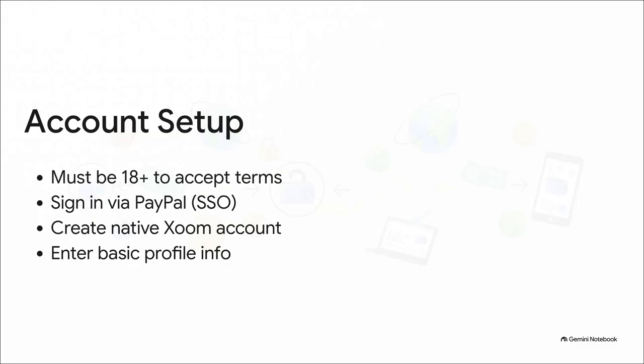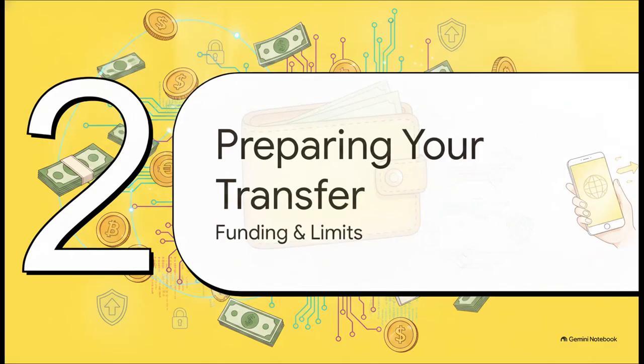Now, as you might expect, setting up your account is pretty seamless. First things first, you do have to be at least 18 years old to legally accept their user agreements. But here's a neat trick. If you already have a PayPal account, you can use Single Sign-On, or SSO, to just log right in. Your verified identity pulls across automatically, which is honestly a massive time saver. Or, if you'd rather keep things separate, creating a native Xoom account just requires an email, your name, and a phone number for a quick SMS verification. Super simple. Moving right along to Section 2, Preparing your money transfer.